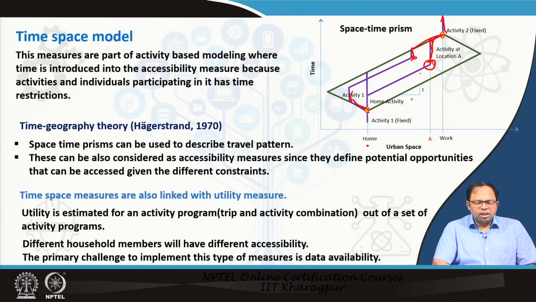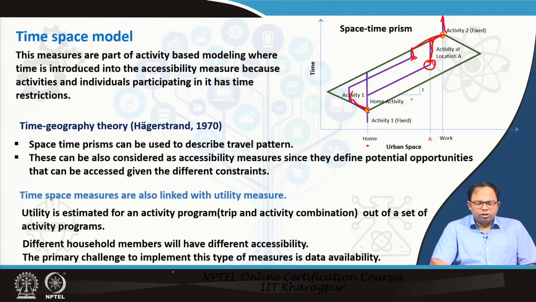So time space measures are also linked with utility measures. Utility is estimated for an activity program, that is a trip and activity combination, out of a set of activity programs. Like I said, there could be different combinations of trips, travel times, and what kind of time you spend for that particular activity, like shopping. And different household members will also have different accessibility.